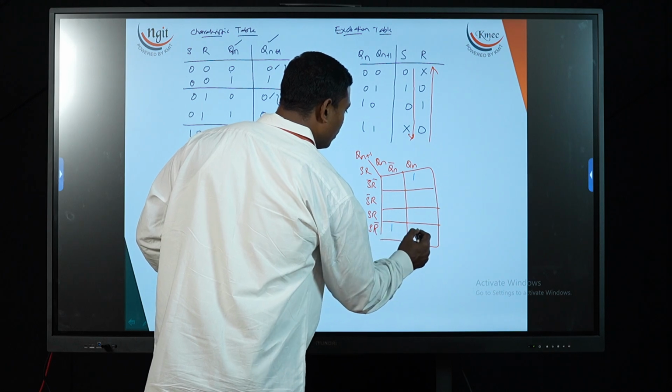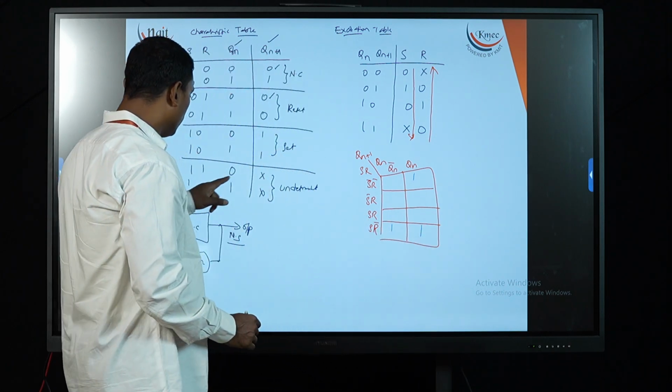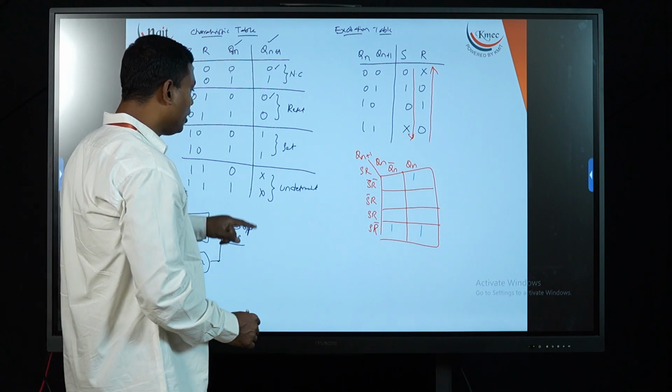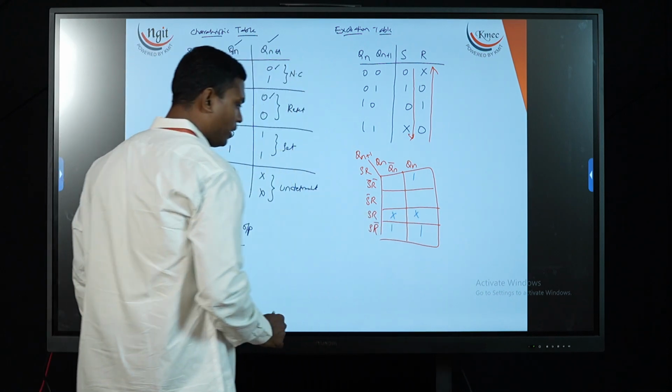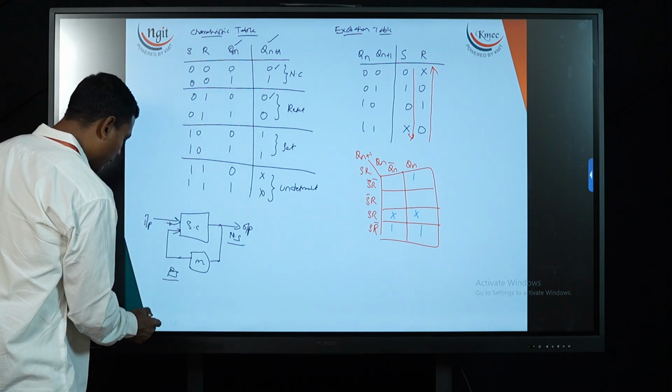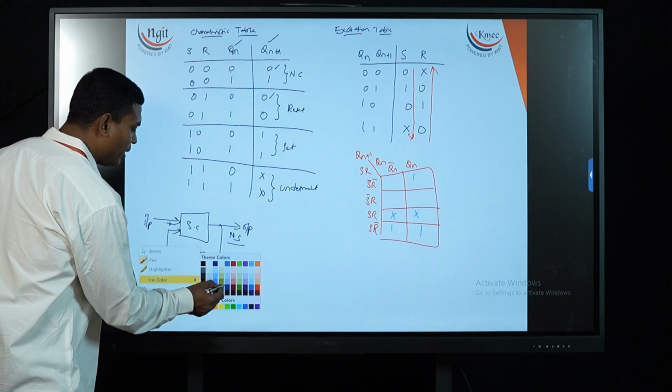1, 0, 1, 0. 1 is 1. Next, don't care, 1, 1, 0 and 1, 1, 1. 1, 1, 0 is don't care. 1, 1, 0 is a don't care. Okay. We have marked all our required things from the table.